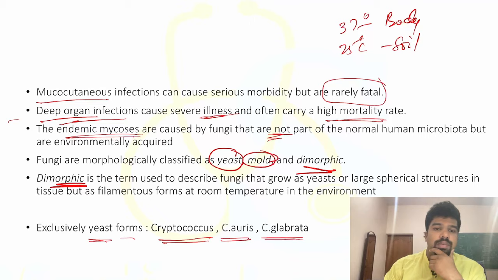Now we come to how fungi actually work. Why are they causing infections and how are they different from bacterial infections? For that, you need to understand three different pathophysiological mechanisms. First is when you have a skin or mucosal breach. The epithelio-mucosal defense against fungus is the first pathogenesis.